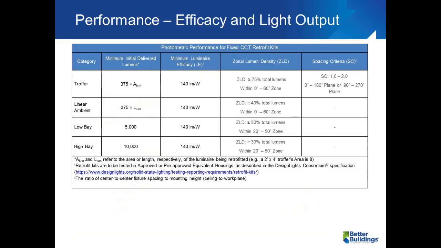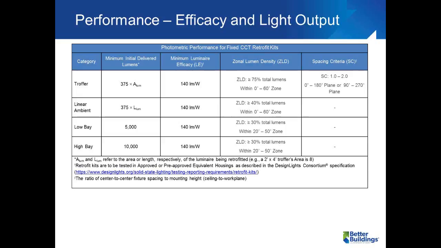As it relates to efficacy and light output, retrofit kits may be designed to have a fixed correlated color temperature, or CCT, for example, 3500 Kelvin. Or they may be designed to have an adjustable CCT to allow the user to adjust the look and feel of the space. This table shows the expected performance of the fixed CCT retrofit kits.